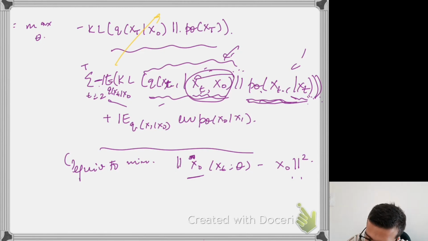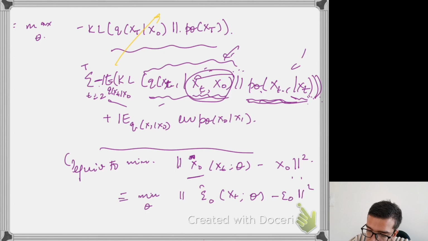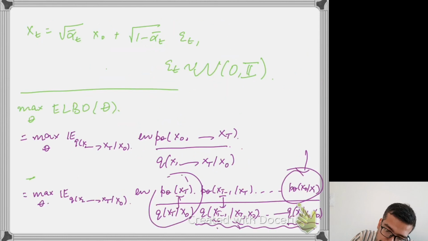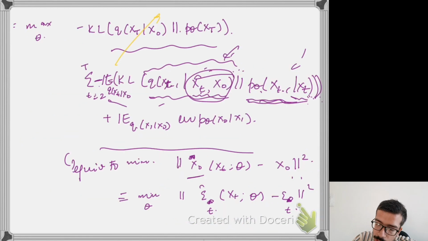And here essentially we can also show that this is equivalent to minimizing over theta epsilon naught. So there is a network for epsilon naught hat as a function of xt and theta, minus the actual epsilon naught, squared. Or actually I should call it epsilon t, right? Basically epsilon t comes from this reparameterization here. So we are trying to predict x naught, which is equivalent to predicting the noise, because essentially if you know the noise, you can subtract it back and recover x naught also.